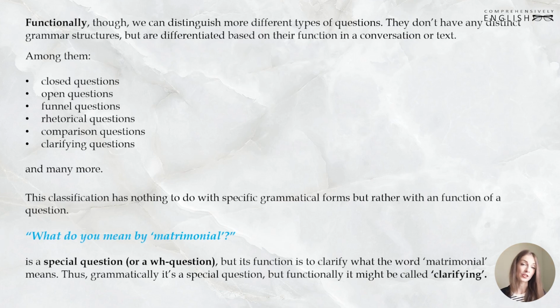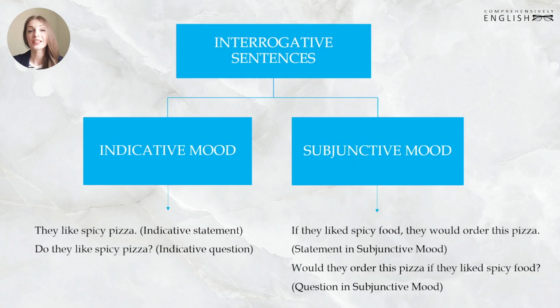Is a special question or a WH question, but its function is to clarify what the word matrimonial means. Thus, grammatically, it's a special question, but functionally it can be called a clarifying question. Just like conditional sentences, interrogative sentences may be in different moods, and this leads us to the thought that the so-called interrogative mood and the so-called conditional mood are not actually moods, but types of sentences.